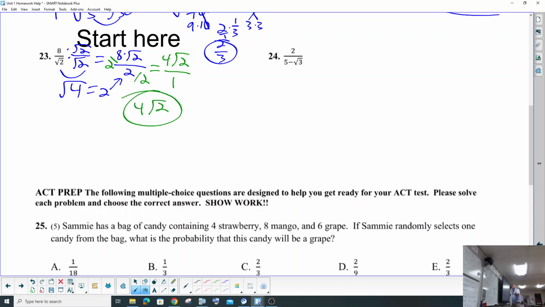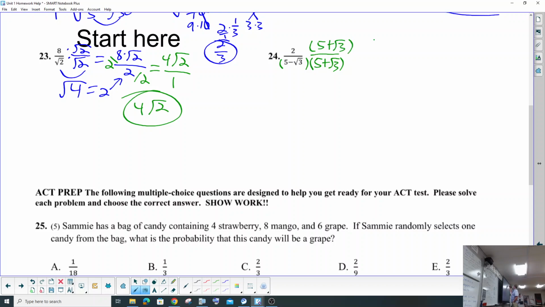Nice. But what do you do for like 24? Here's a hint for you. What do you do when you have a number plus a radical? You actually have to multiply to get the middle terms to cancel out. You have to multiply it by the same thing, but instead of 5 minus radical 3, you multiply it by 5 plus radical 3, right? And if you do it to the bottom, you have to do it to the top.